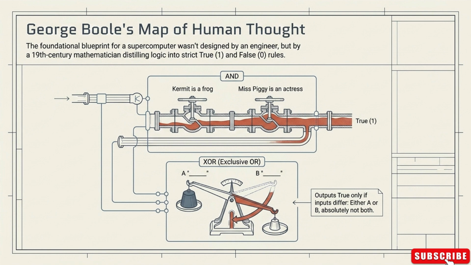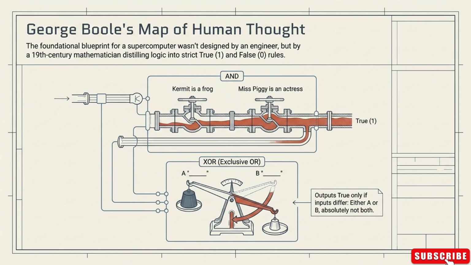And the source material actually has this beautifully quirky example to make the logic concrete, which I loved. So to understand the AND operation, imagine the statement, Kermit is a frog and Miss Piggy is an actress. The classic Muppet logic test. Exactly. So for that entire compound statement to evaluate as true, both individual parts have to be true. If you feed it one true and one false, the whole thing just crashes down to false.